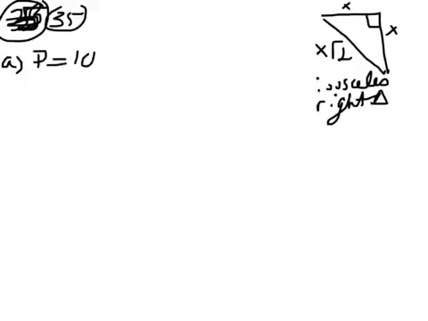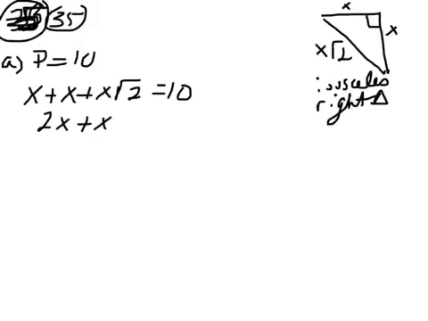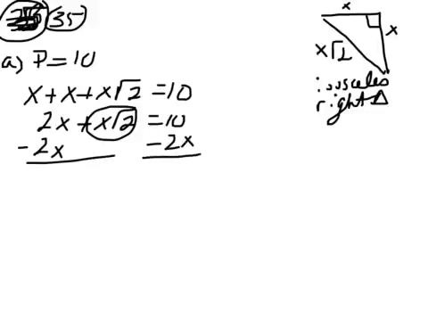Okay? Well, how do you find the perimeter of a triangle? You just add all the sides. So it would be x plus x plus x square root of 2 is equal to 10. Okay? Now, if you remember, we could simplify this. It would be 2x plus x square root of 2 is equal to 10. And I want to get the radical by itself so I could square both sides. So let's just subtract 2x from both sides. It's going to be x square root of 2 is equal to 10 minus 2x.